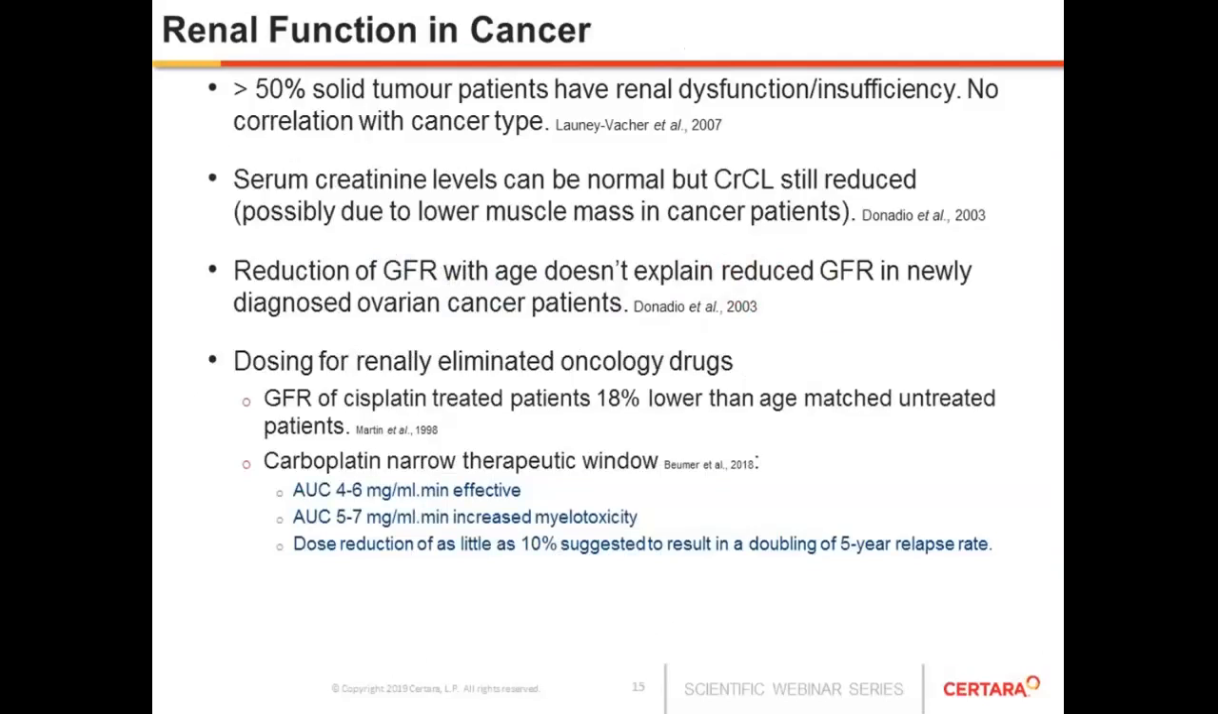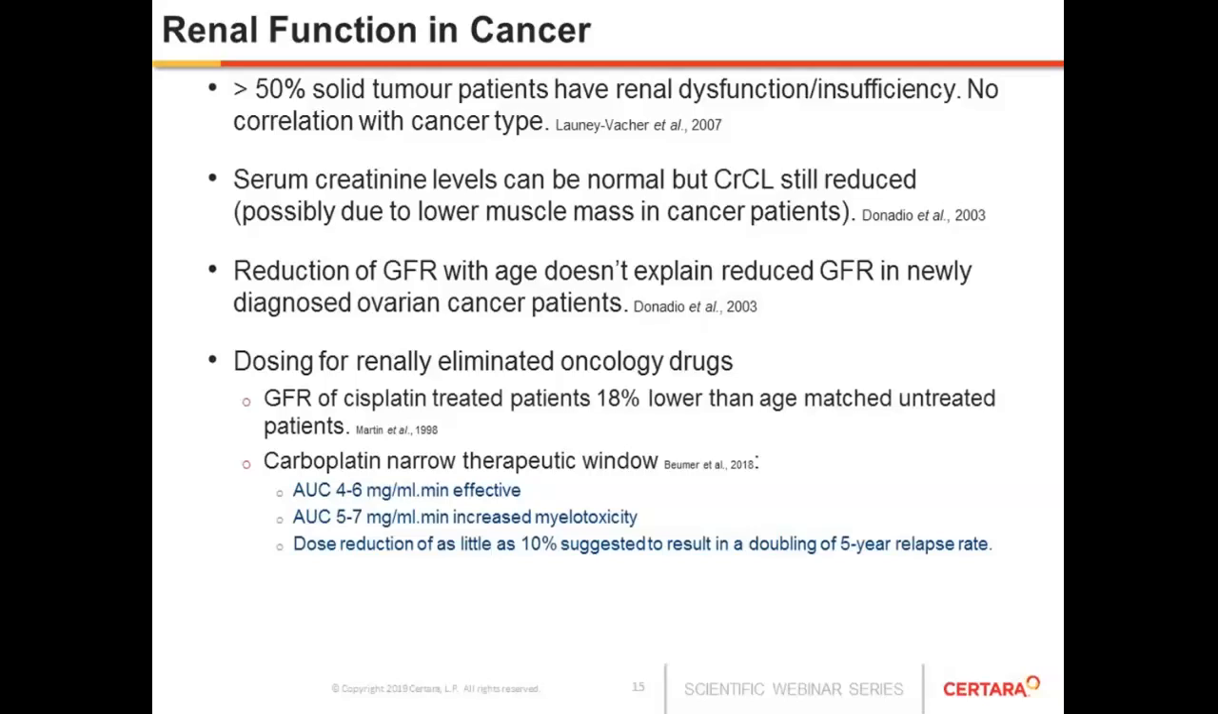Another important parameter is looking at renal function, and it is generally seen that there are patients who have renal dysfunction or insufficiency, which isn't actually correlated with cancer type. Something that's quite interesting, and a bit more of a challenge in terms of modeling, is that serum creatinine levels can appear normal, but creatinine clearance can still be reduced, and that's possibly linked to changes in muscle mass in cancer patients.